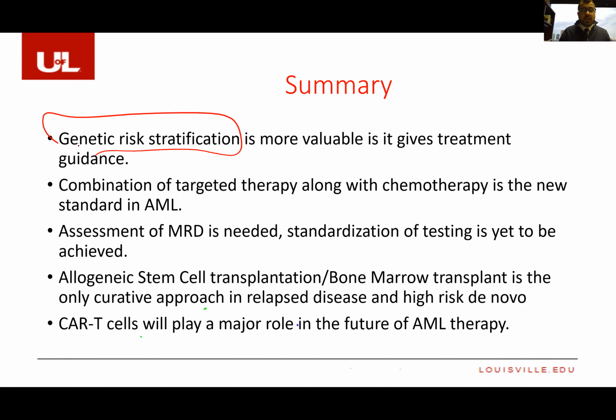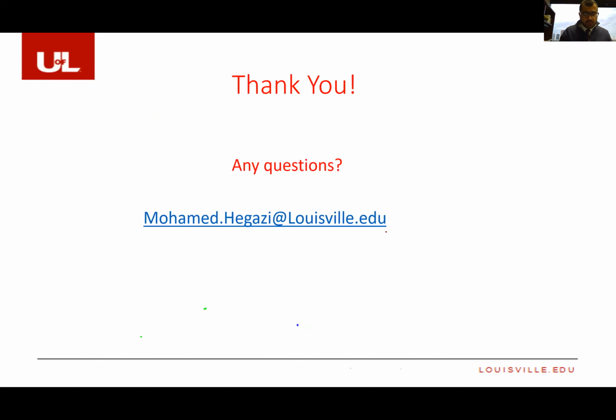The only thing is we still don't have a standardization of what tests and what should be tested. Next-gen sequencing is definitely the way to go, but what next-gen sequencing entails is also not very clear. Allogeneic stem cell transplant is the only curative approach in relapsed refractory disease and high-risk de novo AML. And CAR T cells will play a major role in the future of AML therapy. I apologize for crossing my mark by 3 minutes. Thank you very much, and I would welcome any questions.